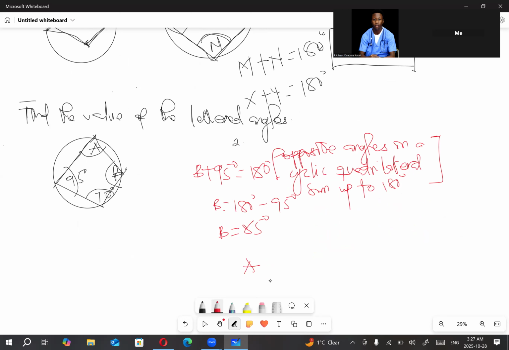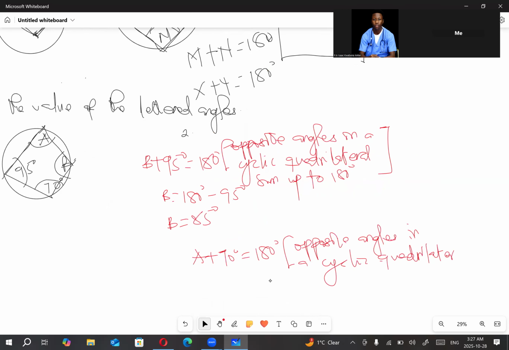The same applies to A. Charity, do you understand what's going on? A plus 70 equals 180 degrees. The same principle: in a cyclic quadrilateral, opposite angles sum up to 180 degrees. Sorry about the noise. That's a train.